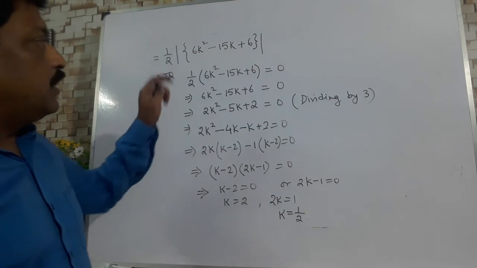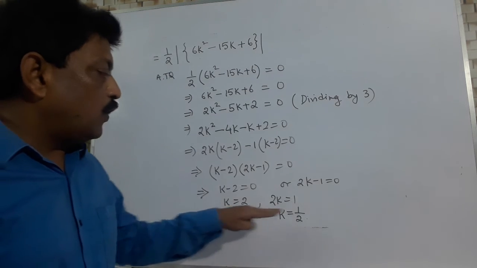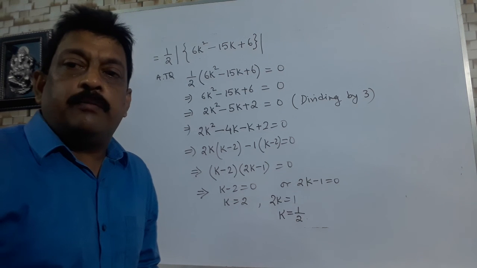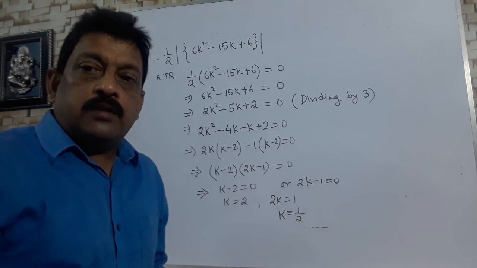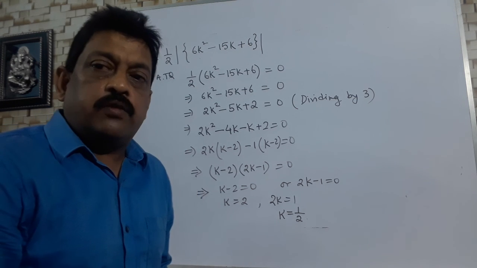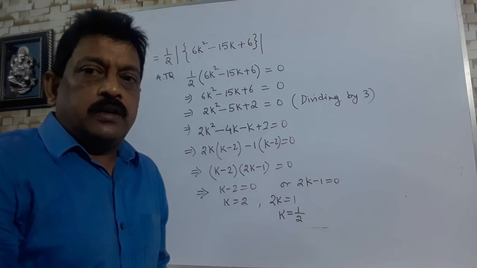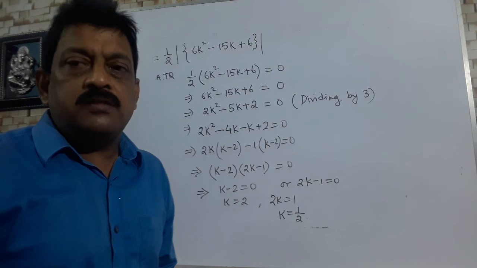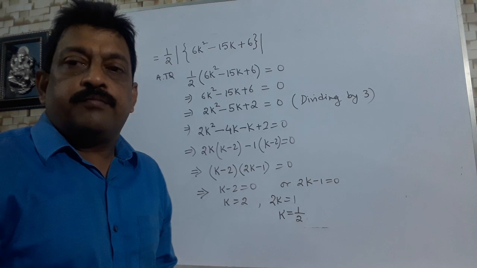If we replace k in the given question by 2 or 1 upon 2, then the area will become 0. That means the points are collinear, so area is 0, and we are getting the missing quantity k. Hope you have understood. The sum is a little bit bigger because so many calculations are there, but still it is easier. We all know the algebraic calculations done in previous classes.